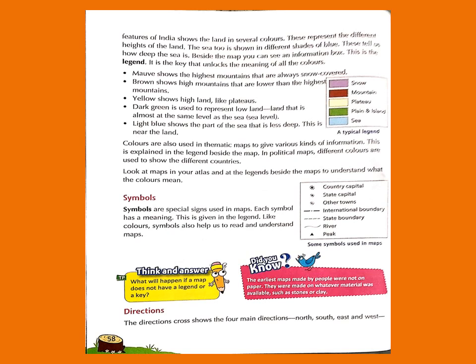Next topic is symbols. Now what is a symbol? Symbols are spatial signs used in maps. These are the signs. And what is a sign here? Sign means the theme, that is a hint given. So symbols are spatial signs used in maps. Each symbol has a meaning. This is given in the legend. So each symbol is explained in the legend. Can you see a box just beside this where some symbols are explained?